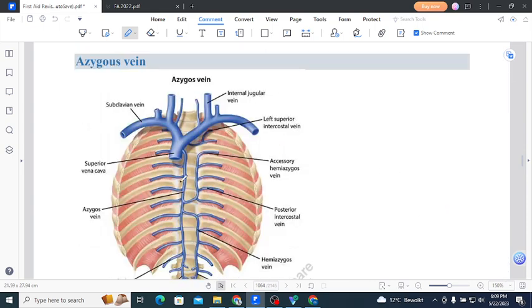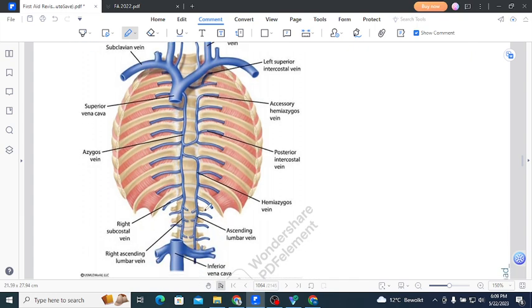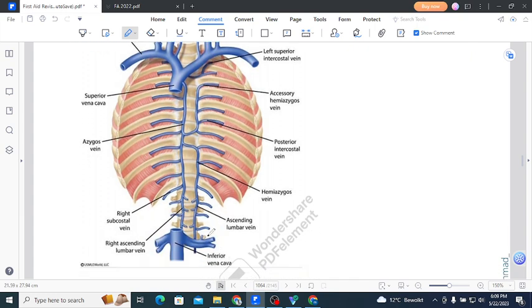This is the azygous venous system. So here you can see that the azygous vein is a parallel system to the inferior vena cava. The ascending lumbar veins, the right subcostal vein, then the hemiazygous vein, all of these things fuse together to form the azygous vein. The posterior intercostal vein and the accessory hemiazygous vein are present here too. This is called the azygous vein, which is draining the lumbar area as well as the thoracic area.